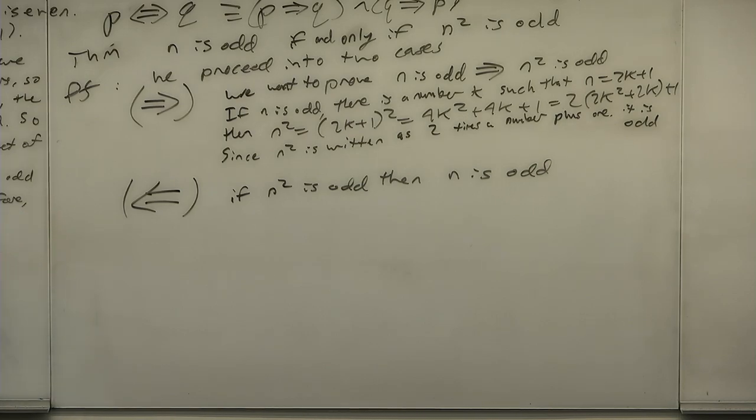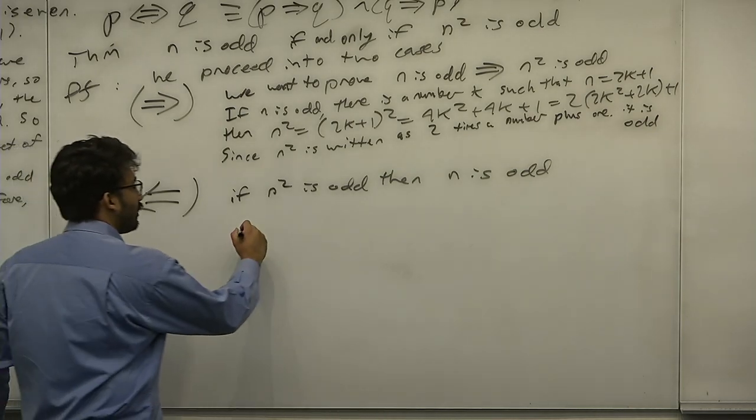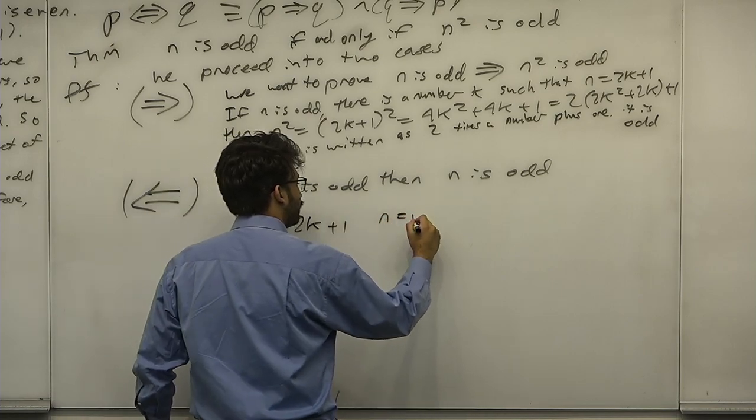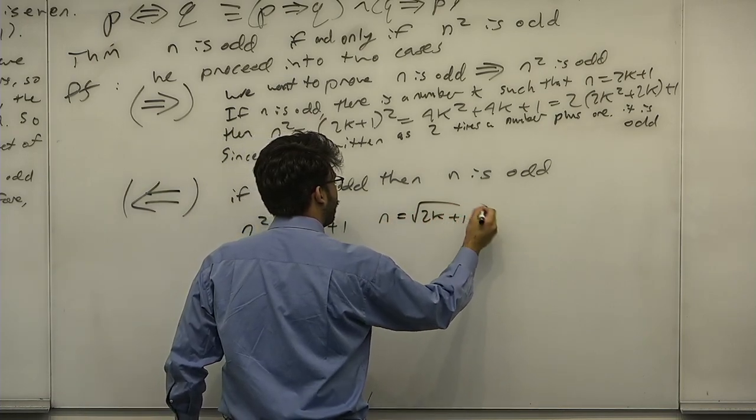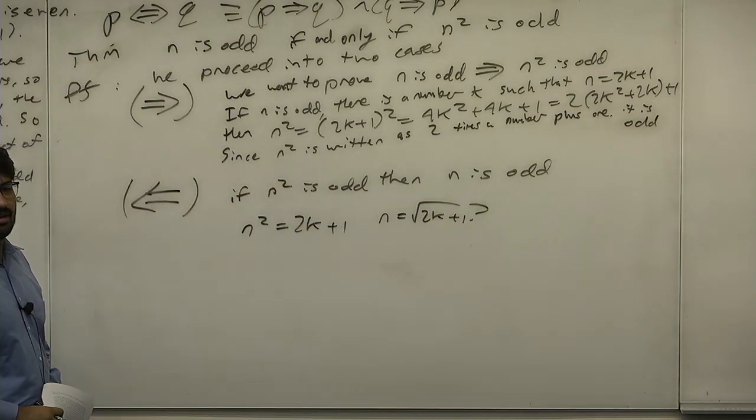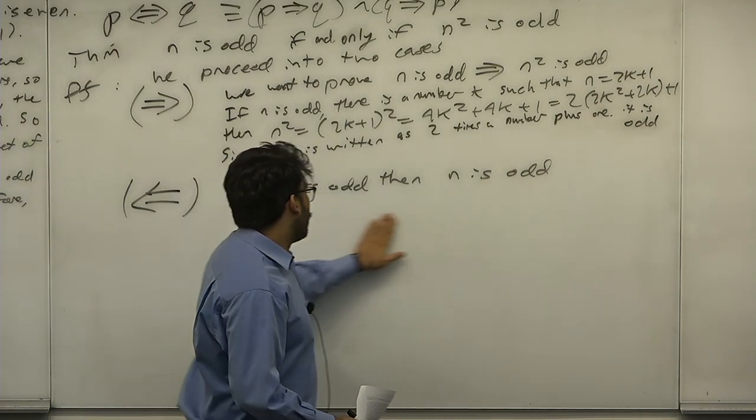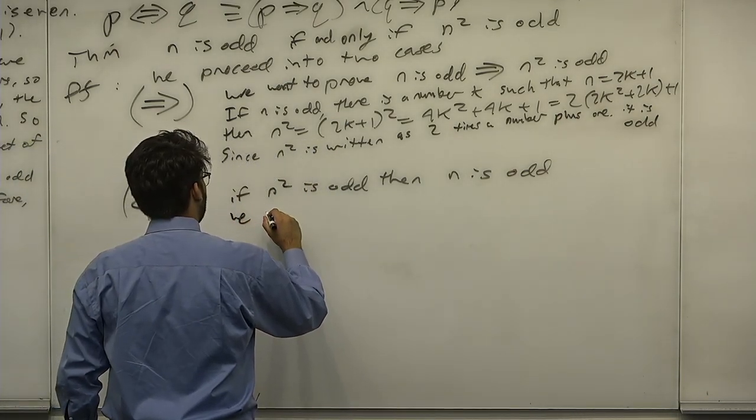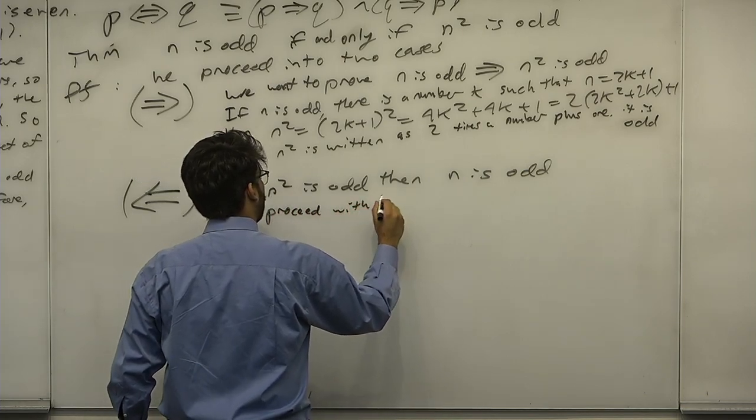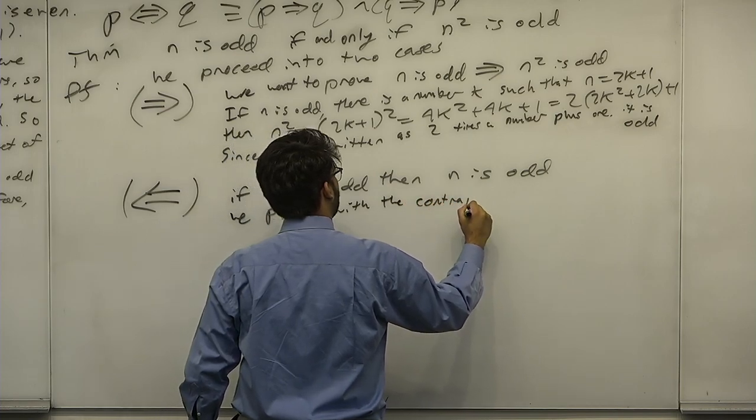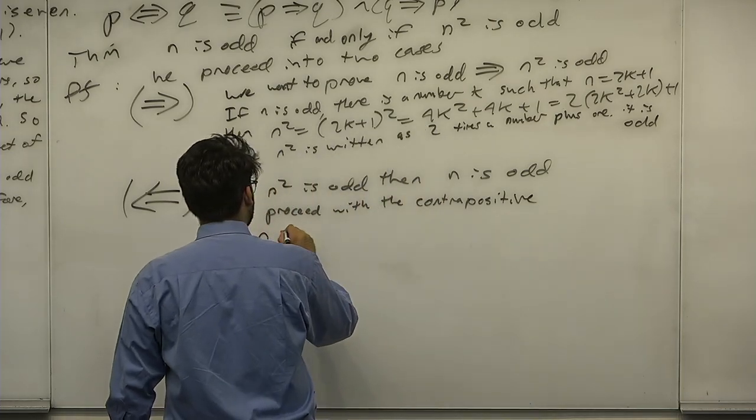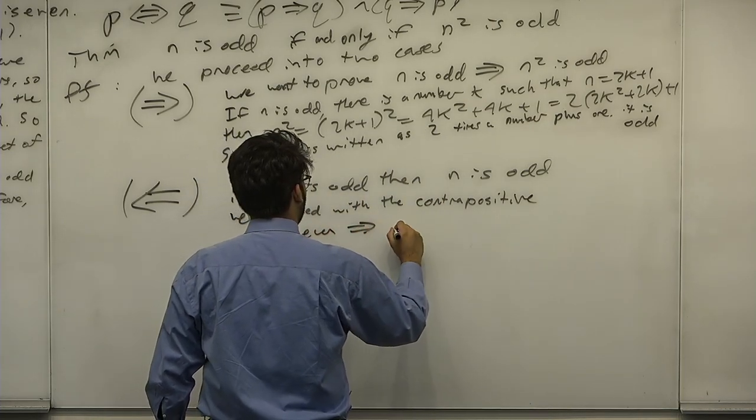Because what you may say is, okay, let N squared be equal to 2K plus 1, and then N is equal to the square root of 2K plus 1. And this doesn't work, right? What would you do instead? Contrapositive, or contraposition. We proceed with the contrapositive, which is that N is even implies N squared is even.